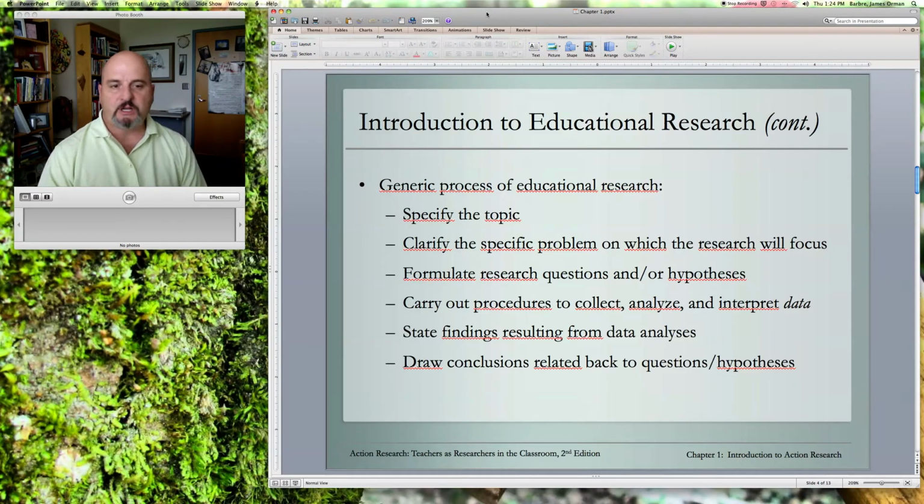You'll determine the procedures warranted to collect the kinds of data that you need. For this research study, that would involve at least an interview and at least an observation. Now, if there are other forms of data that you need, maybe it's test scores, maybe it's surveys, that will depend on the nature of your question and what you're trying to answer. But at least an interview and an observation are necessary. Okay? You state the findings, results from your data analysis, and then you draw a conclusion that relates back to the original question that you had.